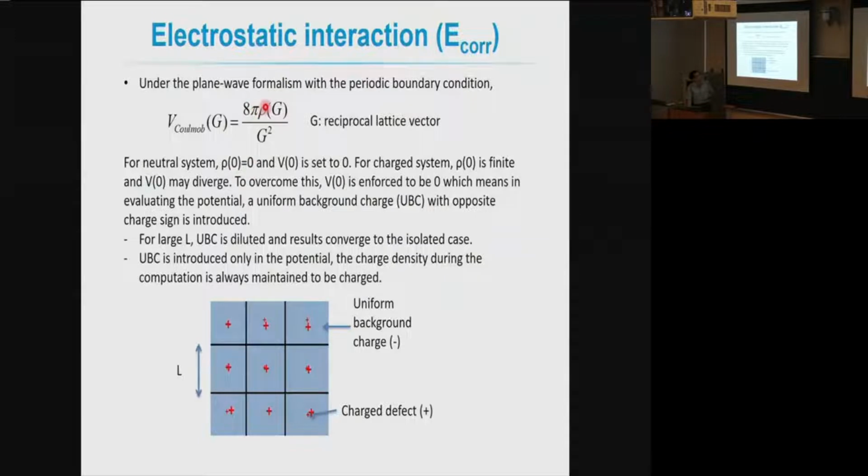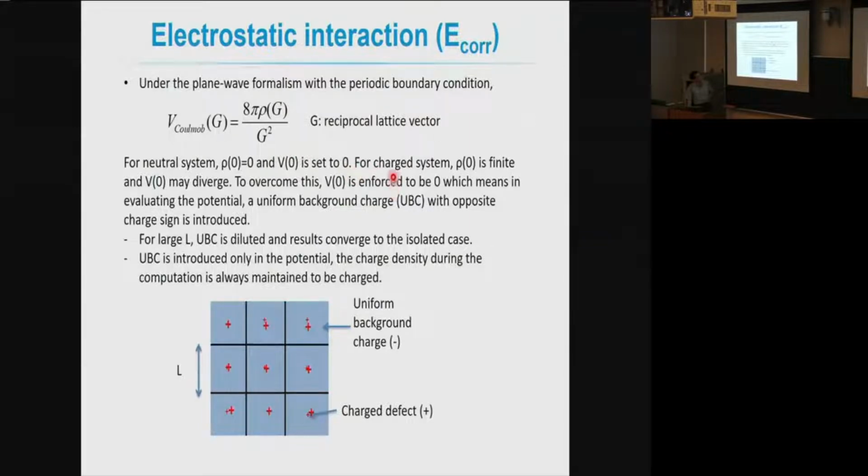Therefore, this is 0 divided by 0, and this is indefinite. And actually, you can set this to 0. This is not trivial, but my PhD advisor, Professor Jizunim, contributed to this finding that you can safely set this V0 as 0. He has proved it, okay? So for the neutral system, this V0 is 0, all right?